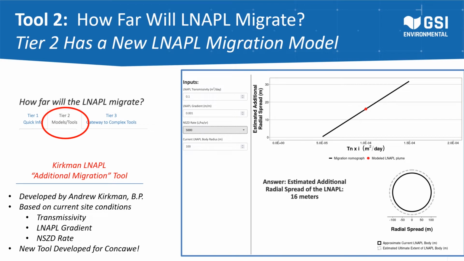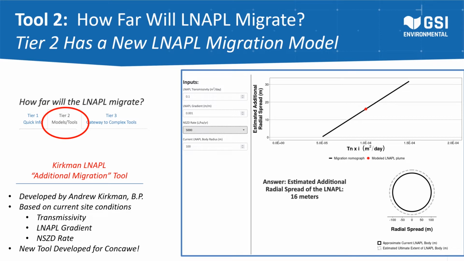Well, let's look at Tool 2, Tier 2, and here we have a new LNAPL migration model. This was developed by Andrew Kirkman from British Petroleum, from BP, and came up with a really clever way to put in a few key input data like LNAPL transmissivity. We talk more about that in another tool where you can actually calculate it with a model. We also tell you how you can get it by using field measurements.